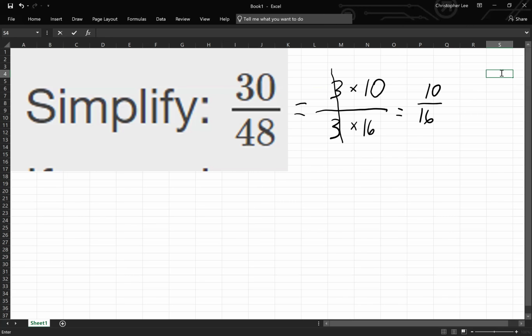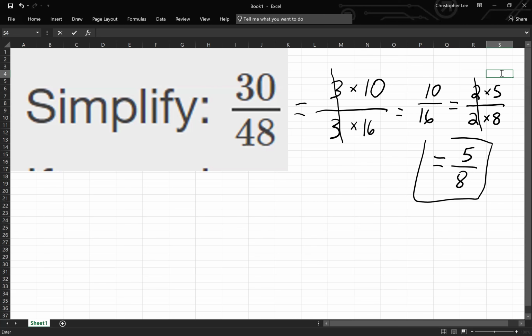Looking at that, I can see that 2 could probably go into both of these. So 2 times 5 is 10, and 2 times 8 is 16. The 2's are common, so they can cancel out. So now, what am I left with? 5 over 8. And that's my final answer. Questions on this, anybody? Any questions on this?